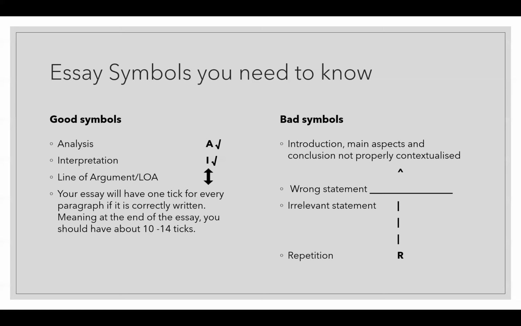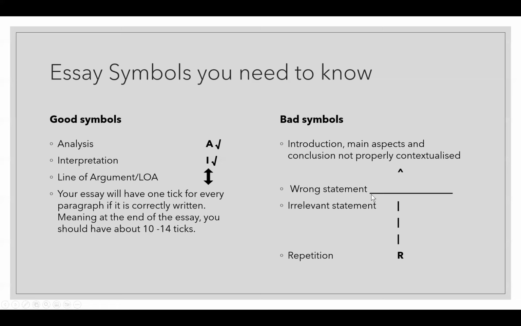Then we've got some bad symbols. These symbols are when your introduction, main aspects, and conclusion are not properly contextualized. Then you'll see that little symbol that looks like a copy. That just means that you've included information without including the background information, without putting it into context, without relating it to the question. It's just information, but you can't tie it to the question necessarily, or you've left something out.